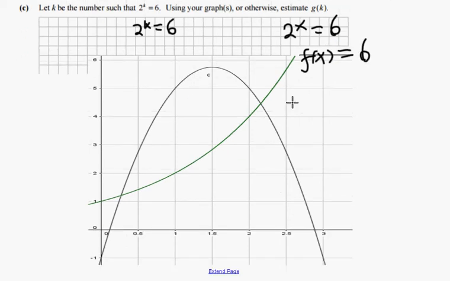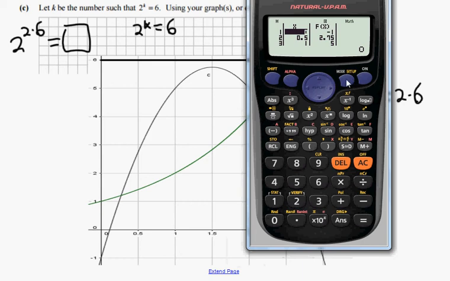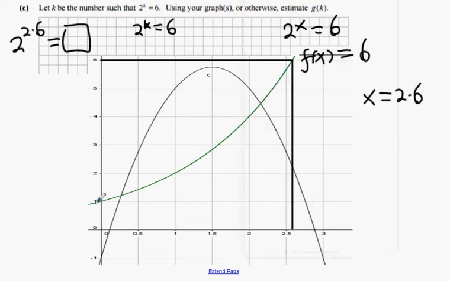Anybody tell me? So it's 6 up here, isn't it? And you go across and you go straight down, and we're saying around 2.6, is it? So x equals 2.6. If our answer is correct, 2 to the power of 2.6 should be a number that's very close to 6. Let's find out. 2 to the power of 2.6, 6.06. Close enough. Means our answer is just slightly above what we're looking for, but roughly right. Is that right?